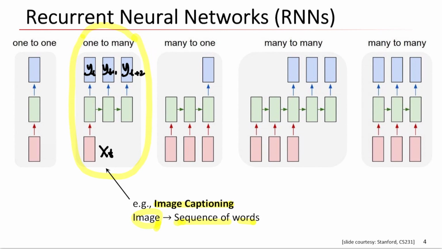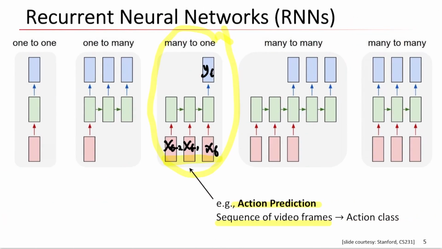So for example, there are several kinds of recurrent neural network cases. The first one is the one-to-many case. In some applications, we want to estimate many outputs from one single input, for example, image captioning. Another example is the many-to-one case, for example, action prediction. So we want to find out the action class from the sequence of video frames.